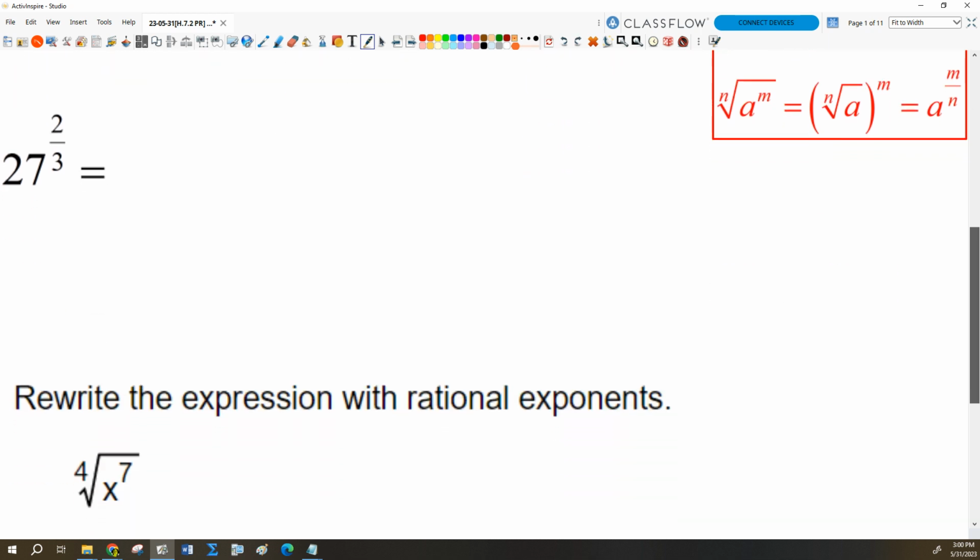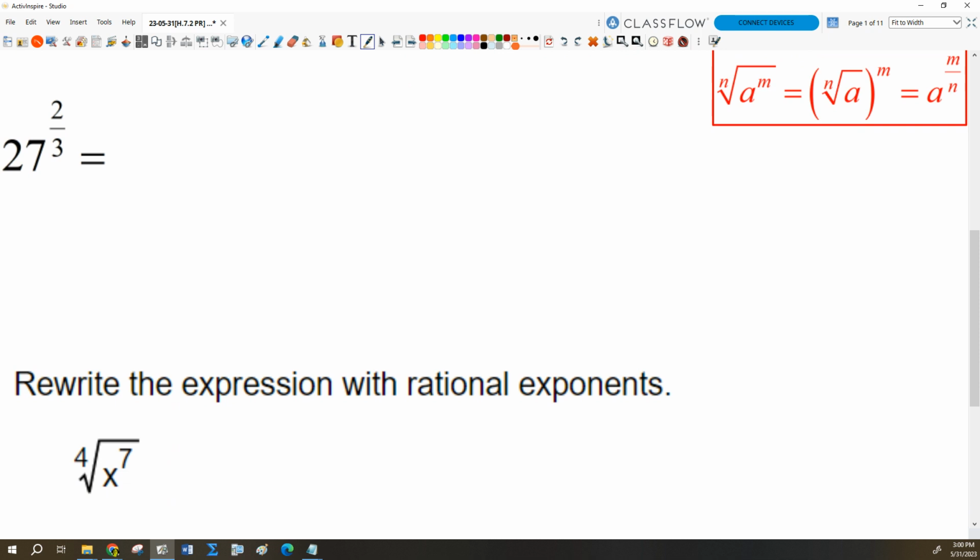What about something like 27 to the 2/3? What are my options here? How could I rewrite that as a radical? One way to do it would be to write that as the cube root of 27 squared. Another way to do it would be the cube root of 27 quantity squared. One of those is definitely better. Which one, red or green, is better? Green, for sure. The red one's kind of tough.